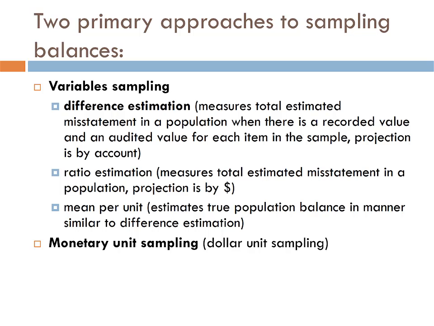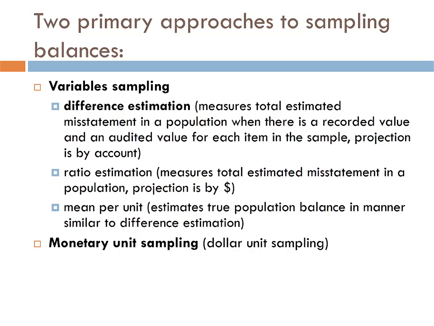I think it is the most widely used, although I have heard of mean per unit being used quite often as well. I've not personally seen anybody use ratio estimation, but it's certainly a possibility as one of the methods for variable sampling. So we're going to focus on difference estimation, and then I'm going to post some slides and probably a short lecture on monetary unit sampling, just because I don't want you to get shortchanged in this kind of shortened semester.